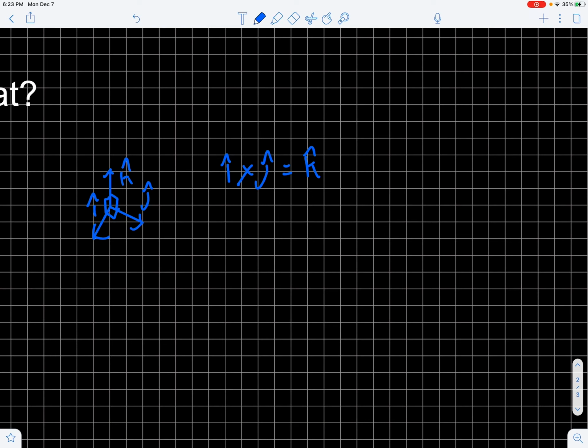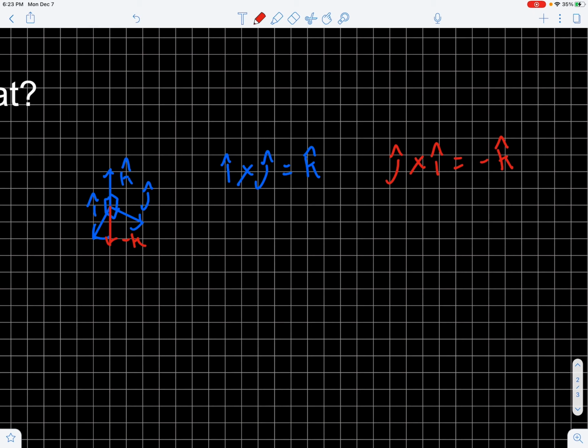All right. Now, if we switch those, j cross i, we know that that equals, here, let's draw it in red, negative k hat. Right, because we know that flipping it, we keep the same norm, but we just flip the direction.